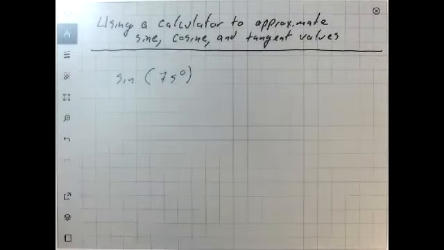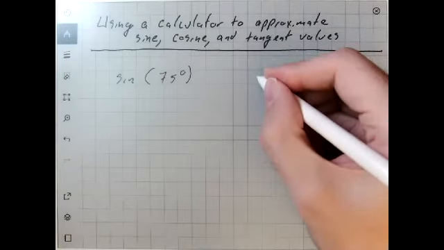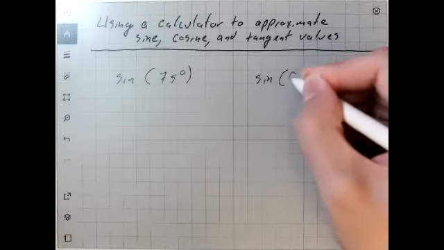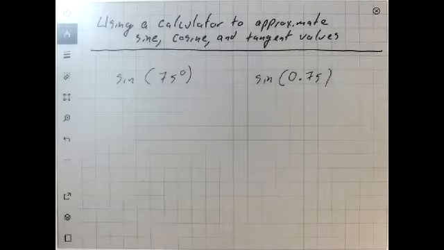If I want the sine of 75 degrees, then I need to make sure I enter in 75 degrees. If I want the sine of 0.75 radians, then I need to make sure my calculator is accepting angles as radians. And calculators can switch between the two.